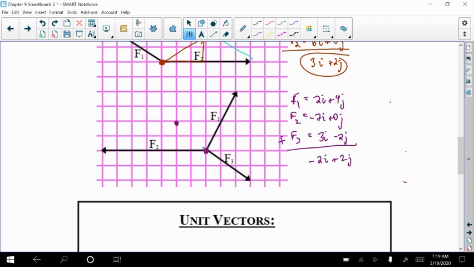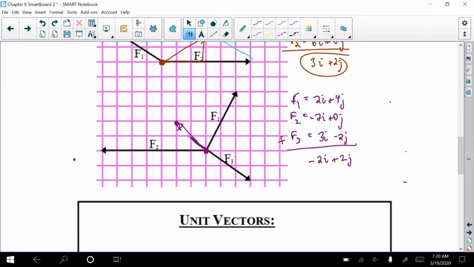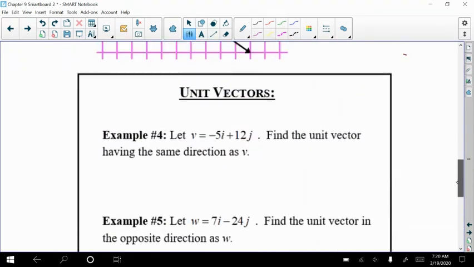So I draw in, and that right there would represent that particular vector. I'm going to make it a little thicker here to show it's up here. And there it is. Okay. Now, let's talk about maybe unit vectors next.